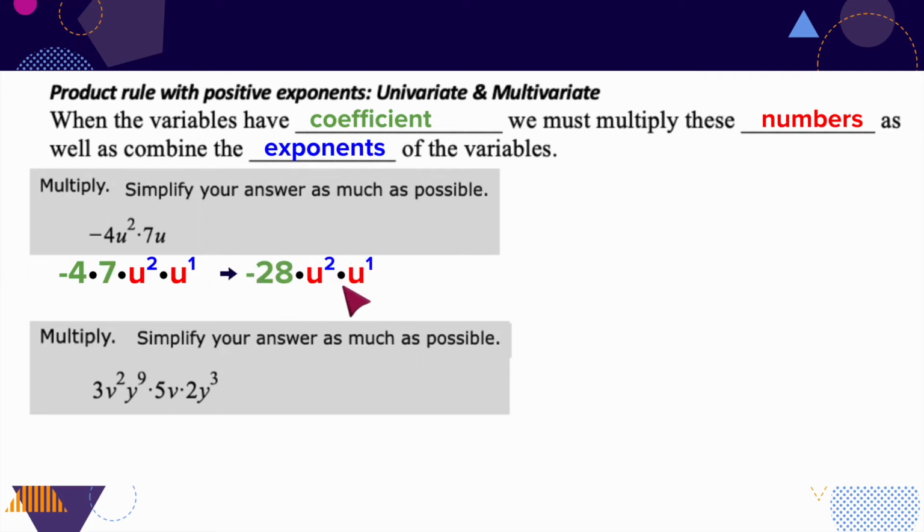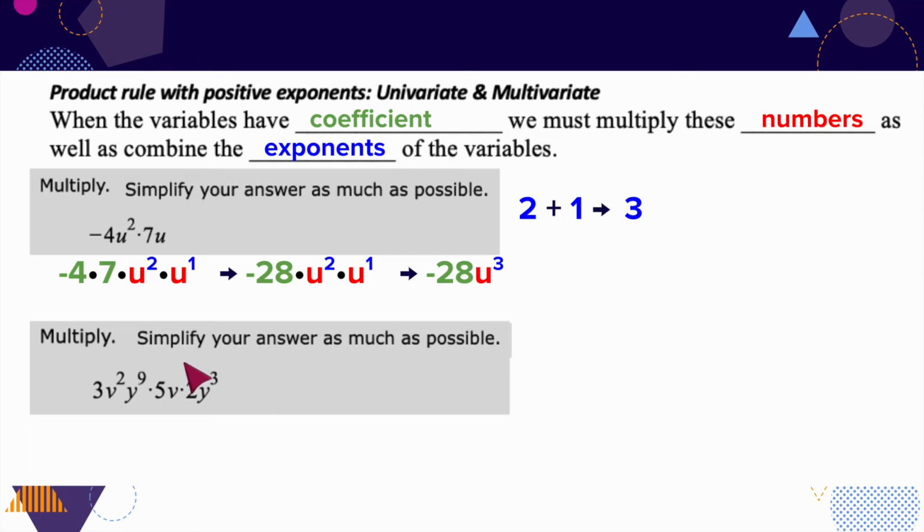Now let's deal with our exponents. I can add those 2 exponents together because it's base u. So 2 plus 1 is 3. I get negative 28, because that's already been figured out, u to the 3rd power. So that's simplified as much as possible.